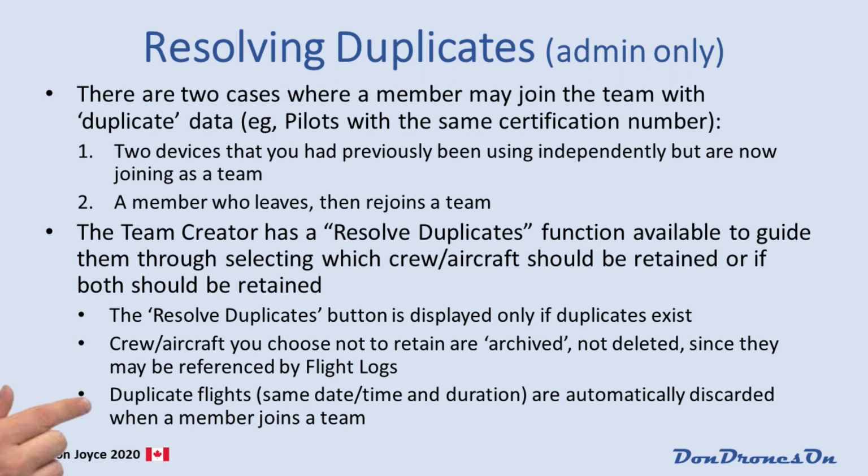And duplicate flights, so in the case of a member who leaves and then rejoins, they have duplicate flights with them. They will be identified automatically by the app, and they will be automatically discarded so that there's only one copy of duplicate flights. It identifies duplicate flights based on flights that occurred at exactly the same date and time and had exactly the same duration. Okay, so that's how you resolve duplicates.